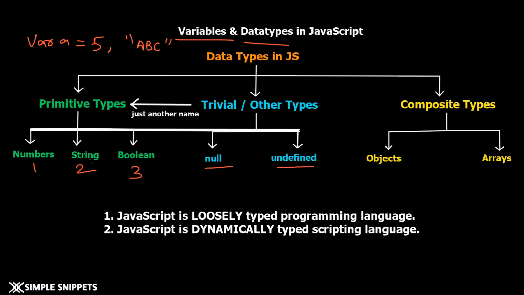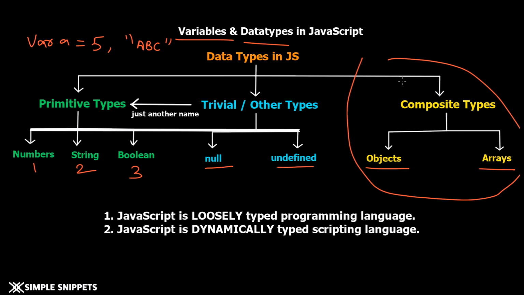So we have numbers, we have strings, and we have boolean as primitive types. Again, we have null and undefined also as primitive types, but they are also called trivial or other types. And lastly, we have composite types, which are complex types basically, which consist of objects and arrays. So we'll talk about complex or composite types in further videos, wherein I'll have separate videos for each of these types. Right now, we'll just deal with these three primitive types in the programming part.